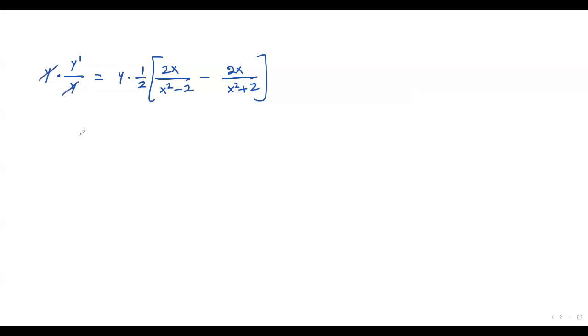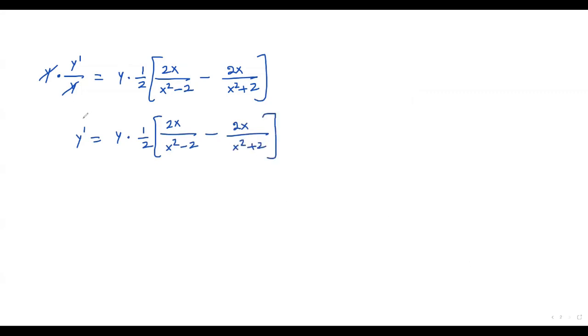We have y prime over y equals 1 over 2 times 2x over x square negative 2, negative 2x over x square positive 2. Okay, now to solve for y prime, I have to get rid of this y in the denominator. For that, we have to multiply both sides of this equation by y. Let me do it. So then this y will cancel out. We get y prime on the left side. Then on the right side, we have y times 1 over 2 times 2x over x square negative 2 negative 2x over x square positive 2.